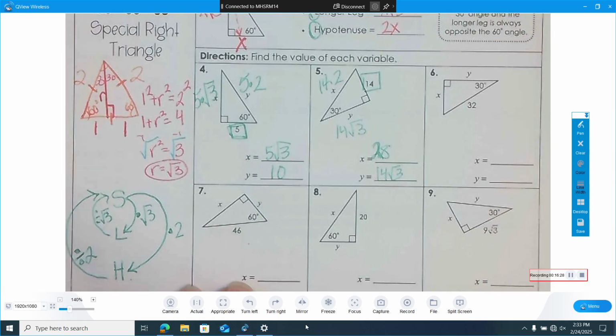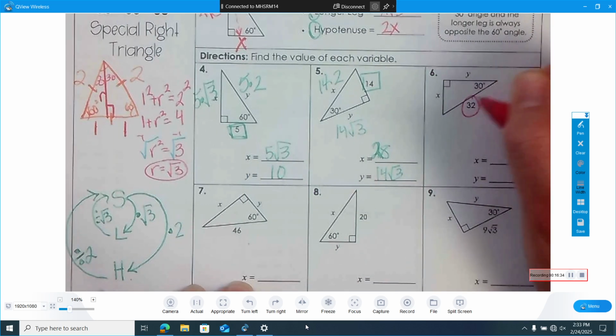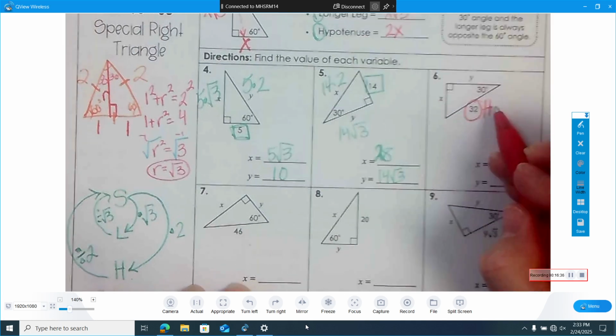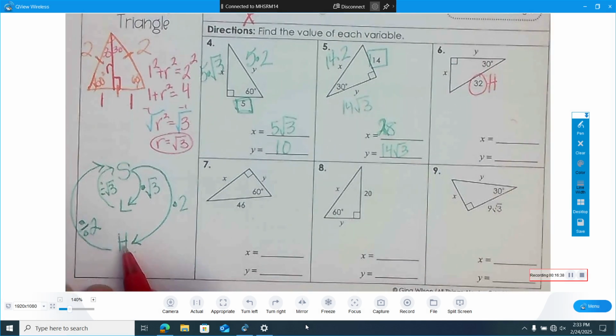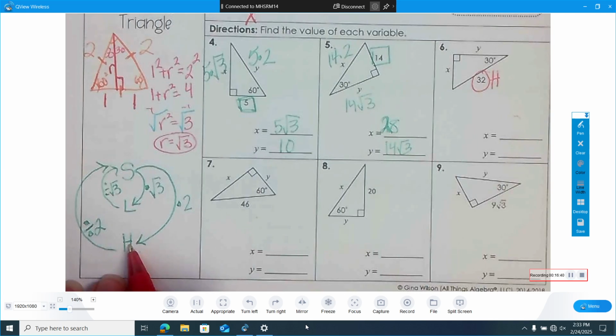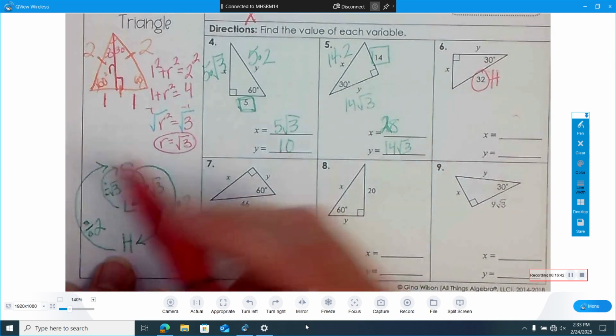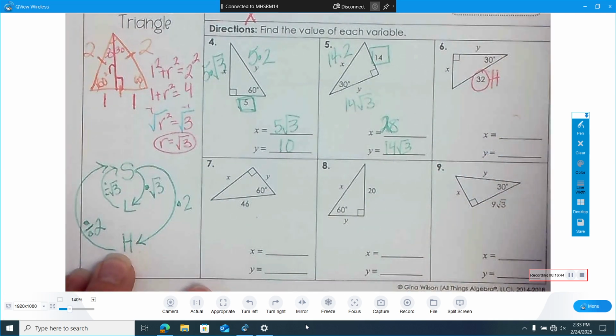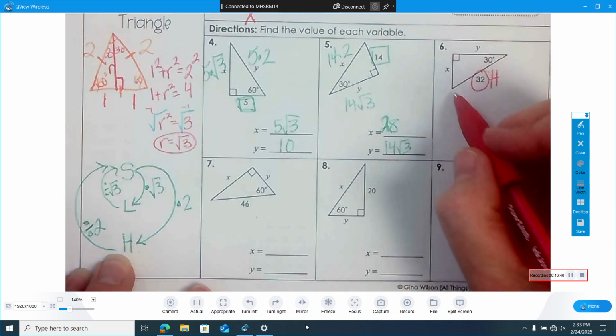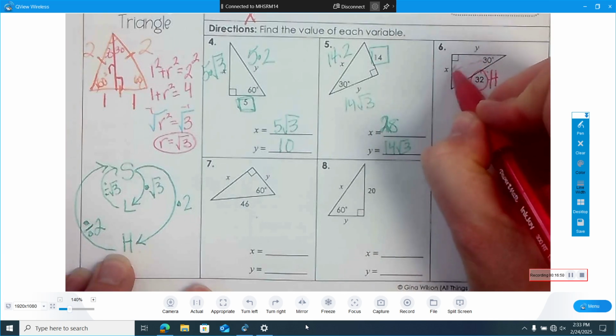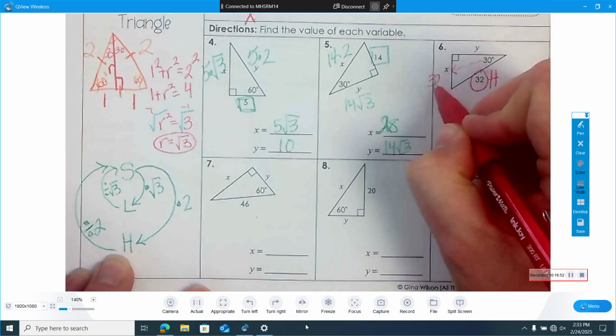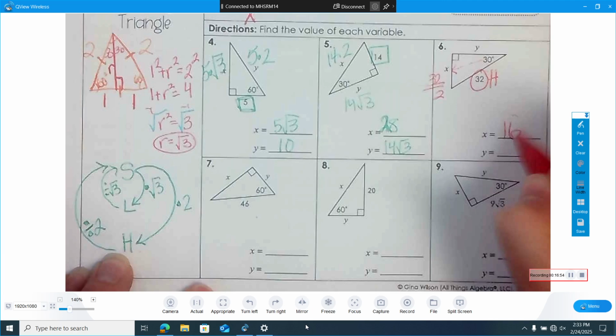Okay? All right, what information do they give you on number 6 here? They've given us the hypotenuse, so we're starting here with the hypotenuse. What do we have to do from the hypotenuse? Divide by 2, and that's going to give me the x, the short leg. So 32 divided by 2, the x turns out to be 16.